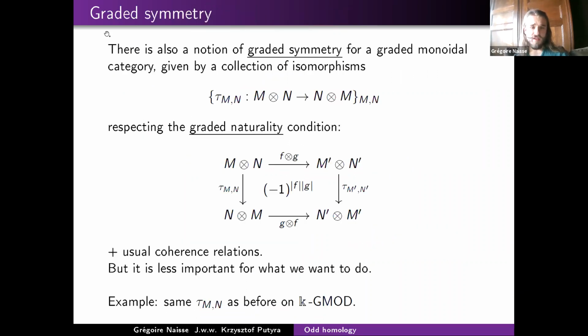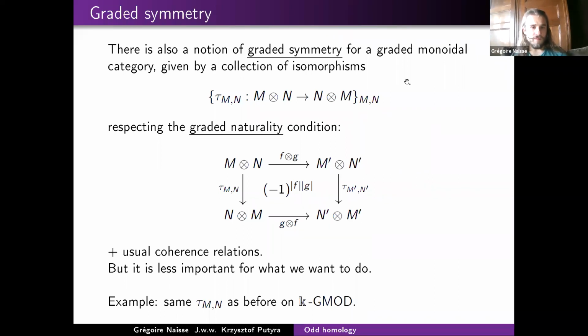I also want to say that there is a notion of graded symmetry for graded monoidal categories. And basically you do the same thing as for a symmetric monoidal category, except now that your collection of isomorphisms should be not natural, but graded natural. So they should commute with some signs depending on the degree of the maps you exchange, because again, graded commutativity. But it is not very important for what we are doing here. So if you're not comfortable with it, don't worry. And an example is, again, you can use the same symmetry as before, but on K big G mod.